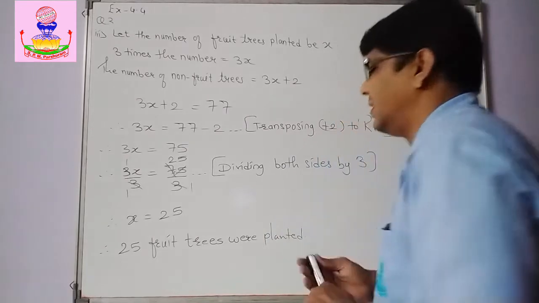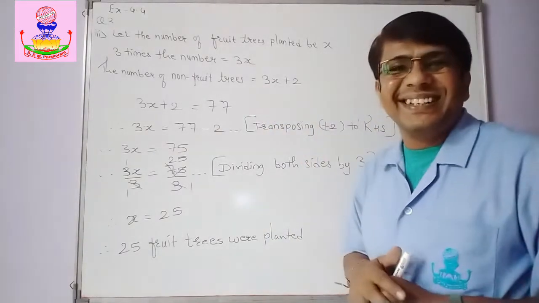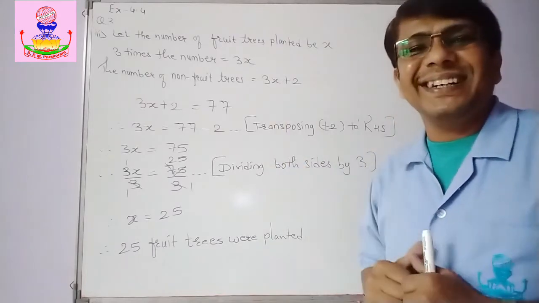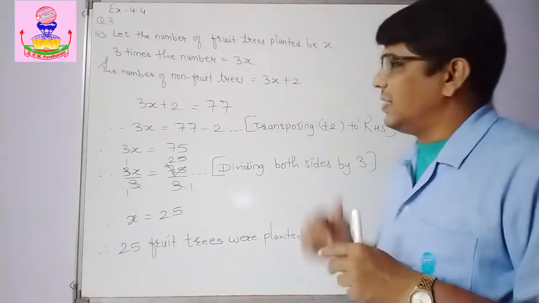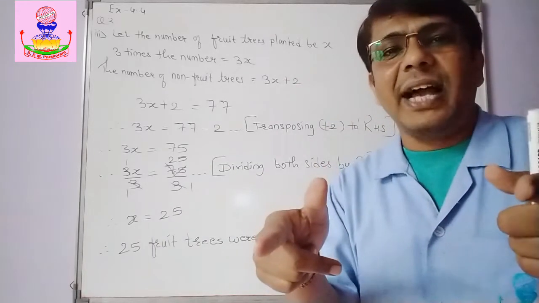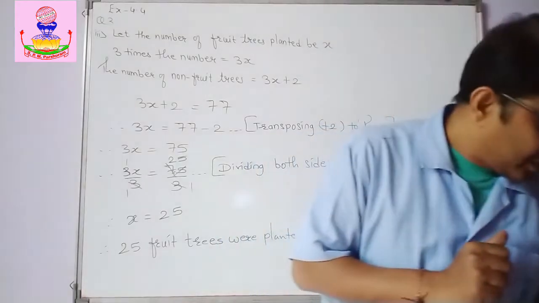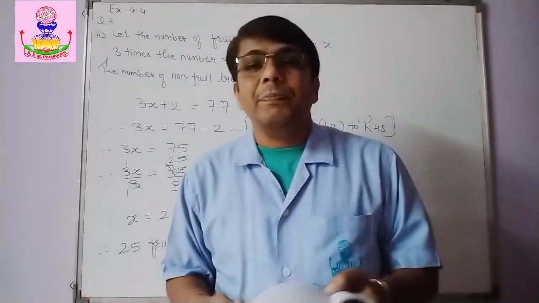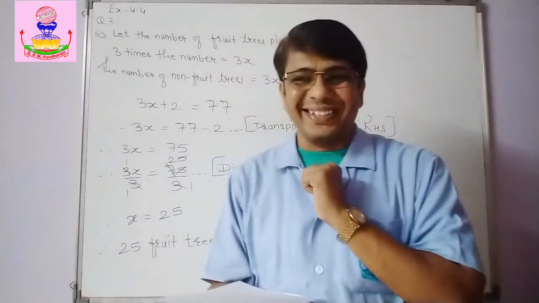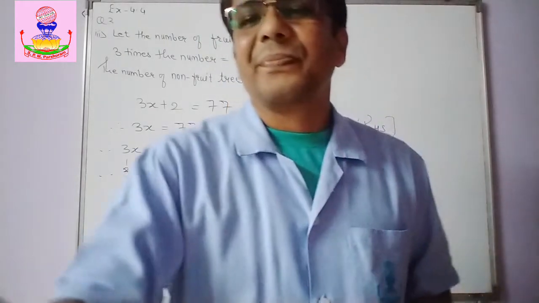Okay? Now you can cross check whether we are correct or not. So 3x, so 3 into x. What is x? 25. 25 3s are 75. 75 plus 2, 77. That means we are absolutely right. Now, dear students, the remaining examples of 4.4, you will solve them as homework. And now we can move to the next topic.